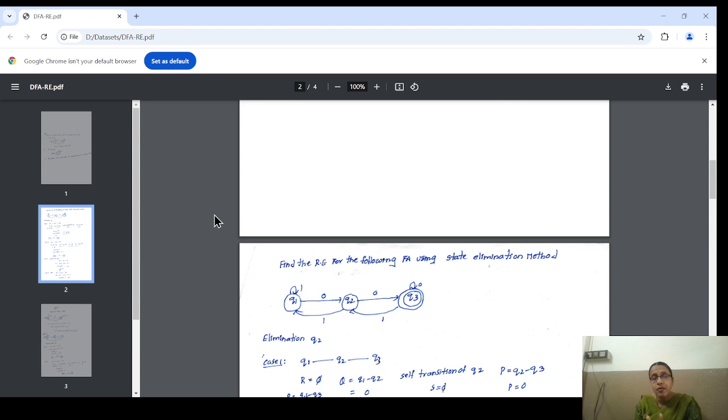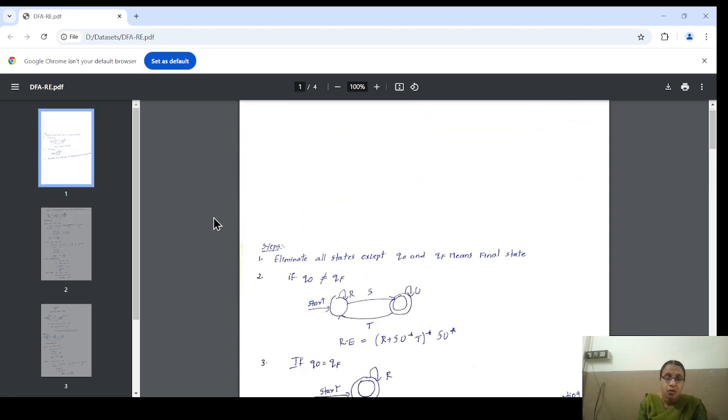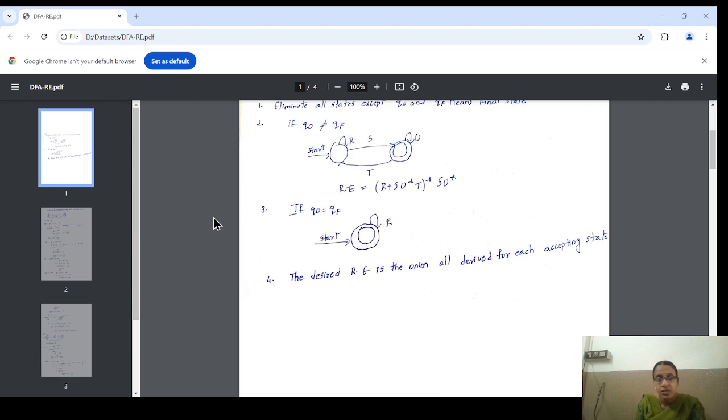If there are more than two intermediate states, then we have to follow these steps. Sometimes we have one start state and one final state, but 2 to 3 intermediate states, then only we have to follow these steps. The first step is to identify the start state and the final state. We have to eliminate all the intermediate states except the start state and the final state. The second case is if the start state Q0 and the final state are not equal, then we get two states in the final solution.